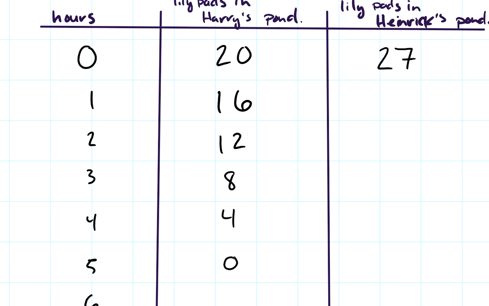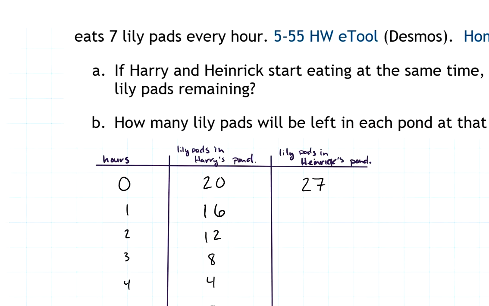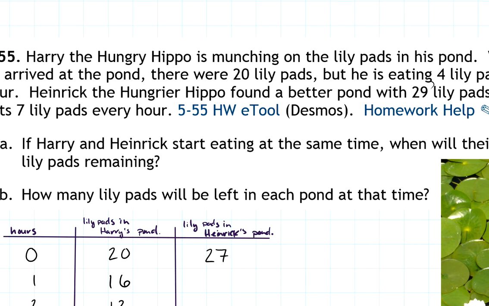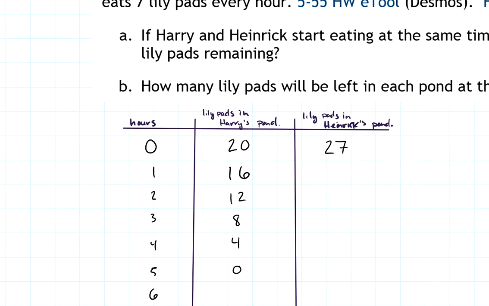On the other hand, Heinrich, actually, I think I got this wrong. It says that Heinrich starts out with 29 lily pads. I wrote 27 here. So Heinrich's got a few more to start with. He starts at 29, and he's consuming 7 lily pads every hour.